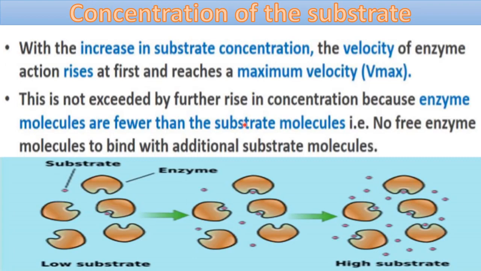Next factor affecting enzyme activity is concentration of the substrate. With the increase in substrate concentration, the velocity of enzyme action rises at first and reaches a maximum velocity, and that maximum velocity is called Vmax. This is not exceeded by further rise in concentration, because enzyme molecules are fewer than substrate molecules, that is, no free enzyme molecules to bind with additional substrate molecules. You can understand it with the help of this figure.